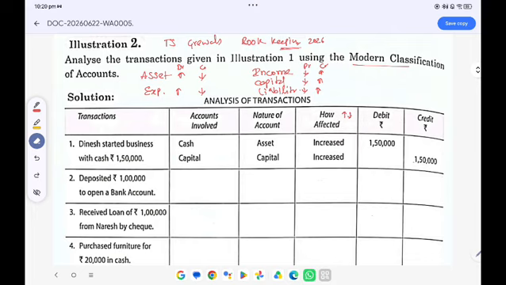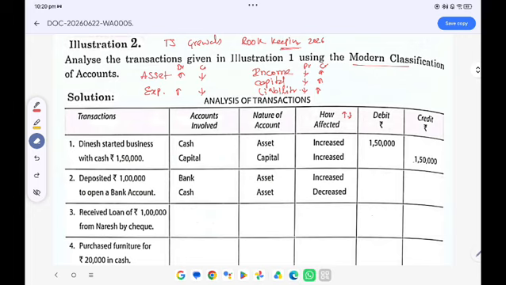Now next transaction, deposited 1 lakh to open a bank account. Two accounts are included in this, one is bank, another one is cash. Why? Because we can deposit our cash into a bank. Bank balance is an asset and cash also is an asset. Now tell me, if I deposit into a bank, my bank balance will increase or decrease? So it increases. At the same time, when I deposit my money into the bank, my cash balance decreases. Both are asset in nature, so we can look at it from the asset point of view only.